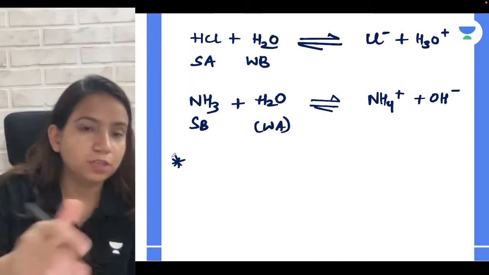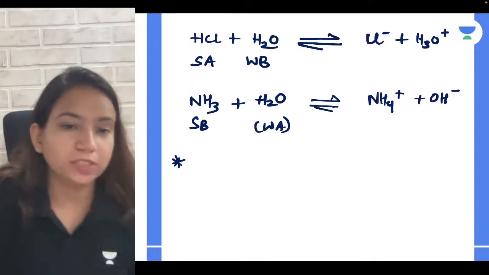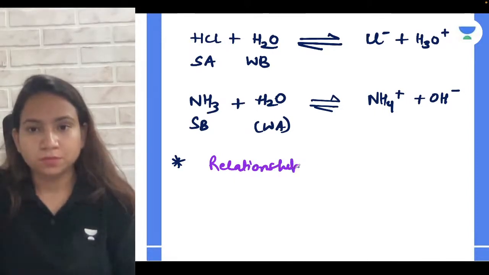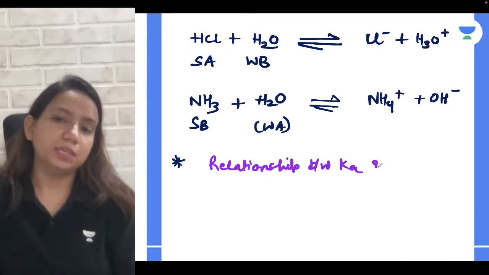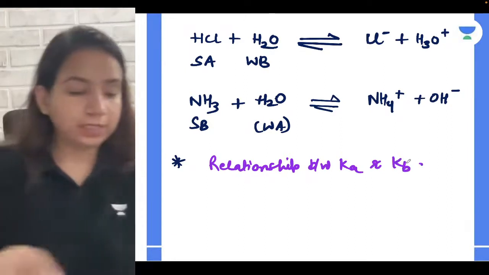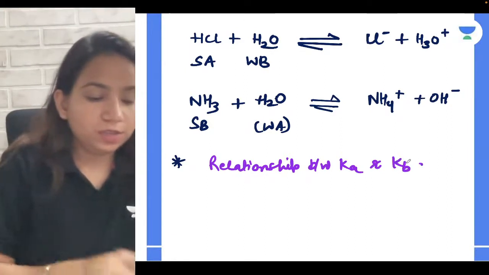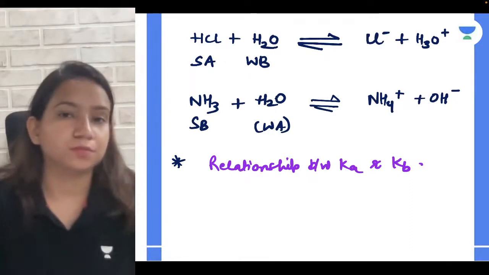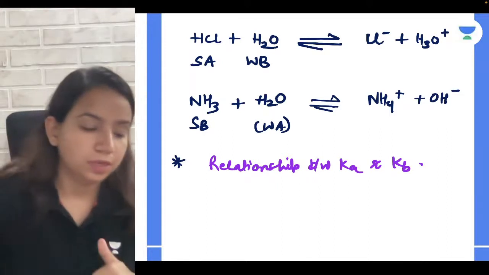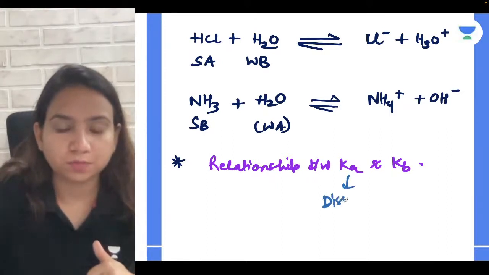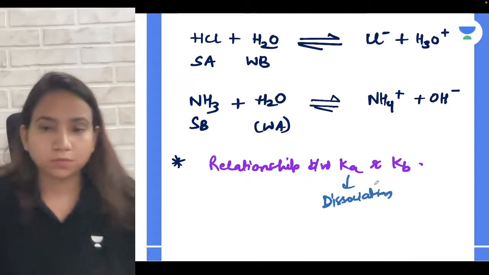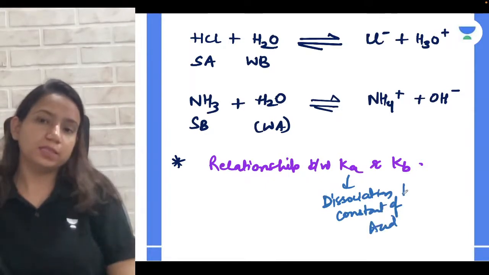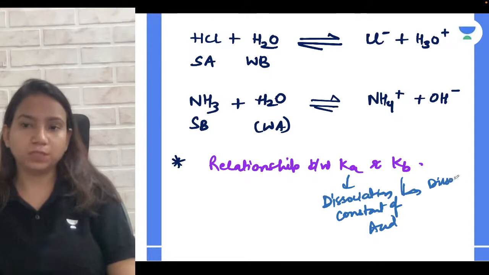Okay, so what we'll be learning is the relationship between Ka and Kb. So what are Ka and Kb over here? Ka is the dissociation constant of an acid and Kb is the dissociation constant of a base.